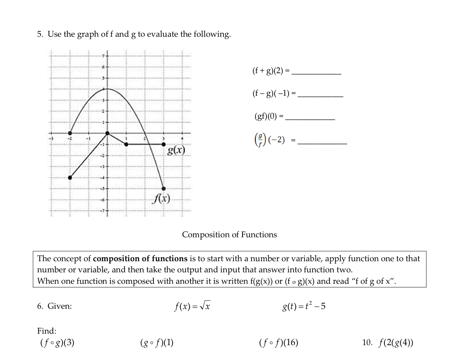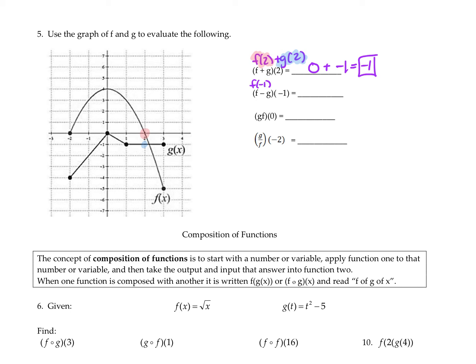All right, now we're going to evaluate some functions using a graph. Again, this f plus g of 2 is really f of 2 plus g of 2. First, if I'm going to find f of 2, I'm going to go to where x is 2 on the f function, so that would be right here, and my output is 0. Then I'm going to go to g of 2, and that's negative 1, so 0 plus negative 1 would be negative 1.